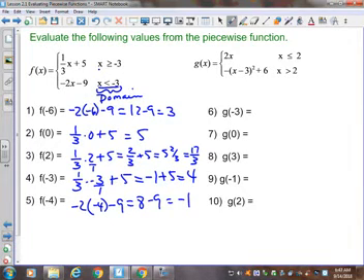So now I want you to stop the video. I want you to work out 6 through 10. I want you to choose which formula you plug it into. Do you plug it into x is less than or equal to 2, or x is greater than 2, so that you can see if you can get these on your own. And once you have finished working all these, come back, turn the video on, and check your work.